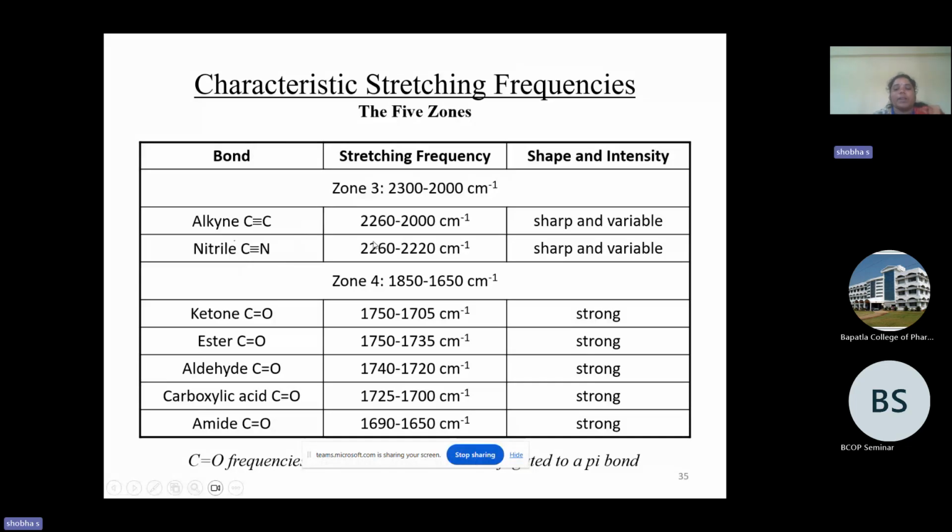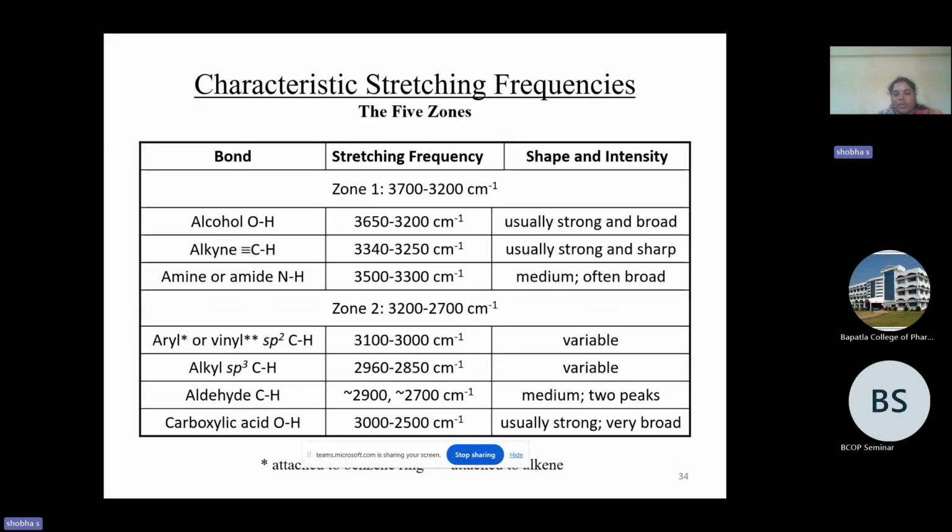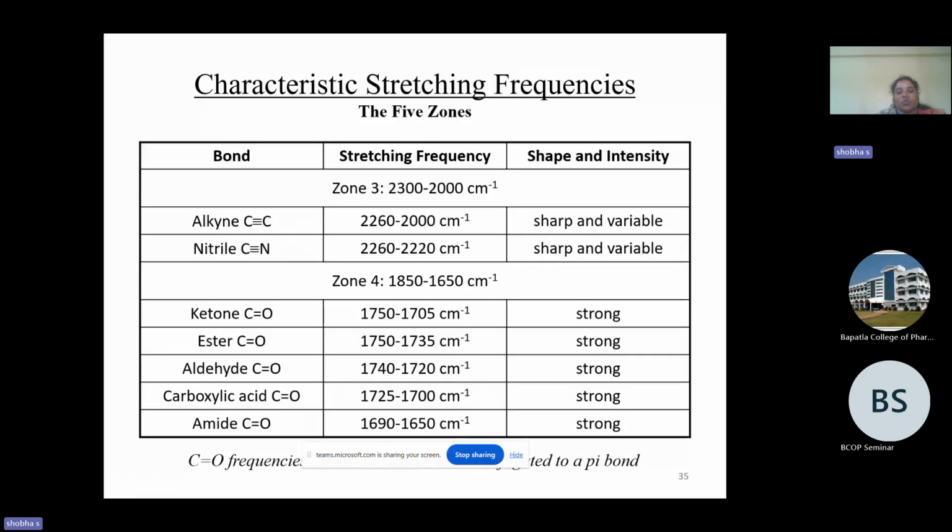And also the important region where we are going to see the carbonyl group stretching. In case of carbonyl compounds, we have aldehyde, ketone, ester, as well as the carboxylic acid C double bond OH, and amide C double bond NH2. We are going to see them in zone 4. So already I told you the carboxyl group will be seen in zone 2 also. The C double bond O will come in zone 4.